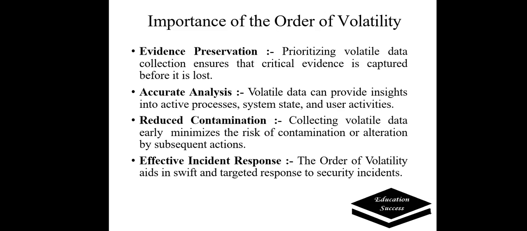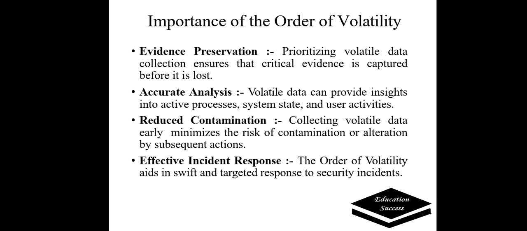Now, what is the importance of order of volatility? Why do we have to maintain the order or sequence when we are collecting the data? The importance is evidence preservation, accurate analysis, reduced contamination, and effective incident response. First one is evidence preservation. Prioritizing volatile data collection ensures that critical evidence is captured before it is lost.